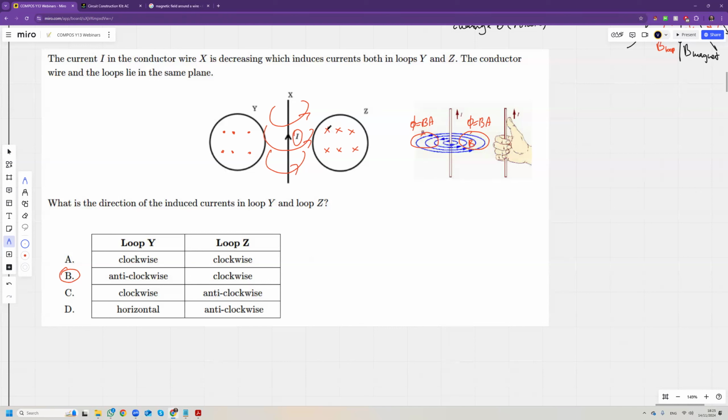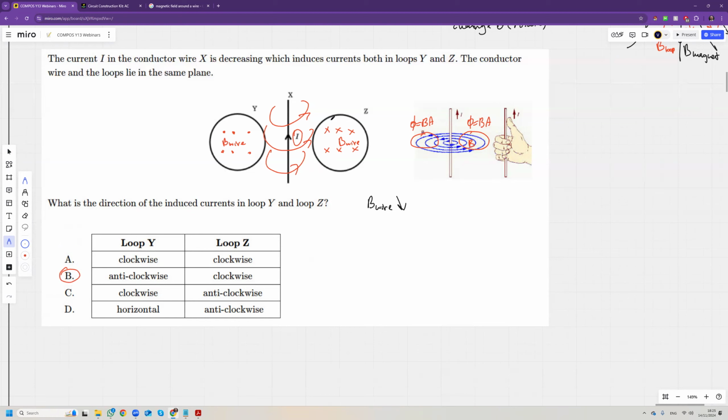So let's see. There's a magnetic field. Red is the magnetic field of the wire, and it's going into the page. And here it's going out of the page, magnetic field of the wire. Now that field is decreasing. B of the wire is decreasing.